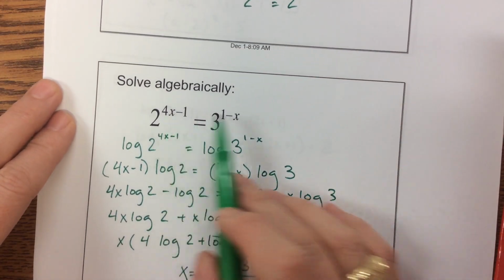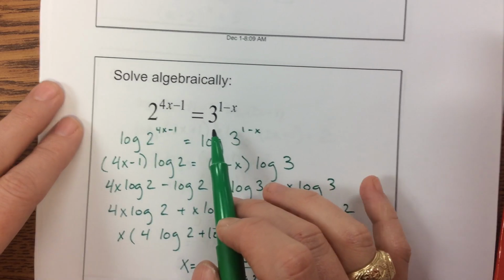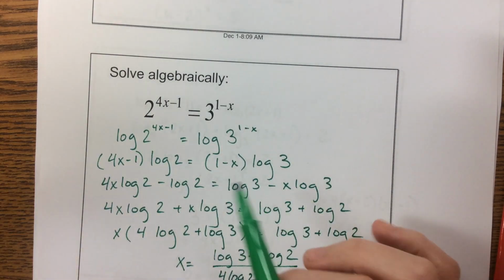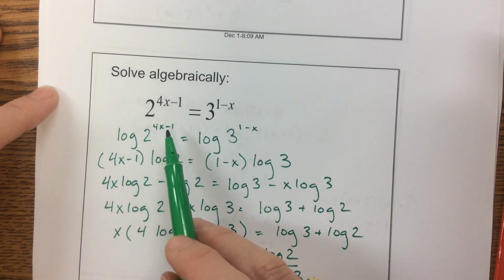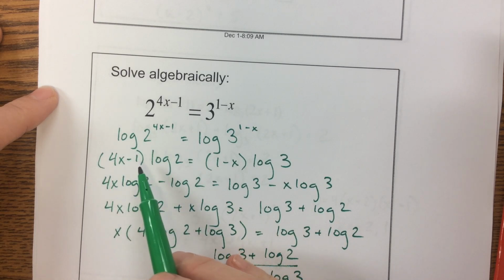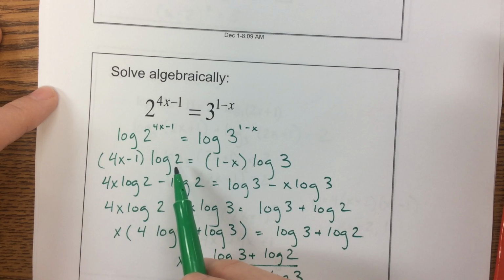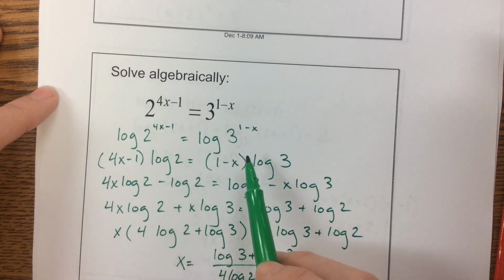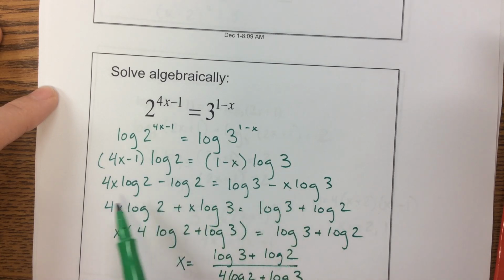So when I see that the bases can't be written as powers of the same thing, there we go, then I'm going to take the log of both sides, and I remember that my exponent can come out front, but don't forget the parentheses. Those parentheses are important because you have to distribute the log of 2 to both of those things. Same thing over here. I distributed through to get this line right here.